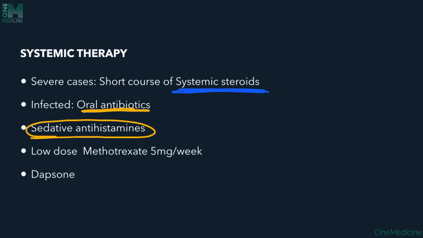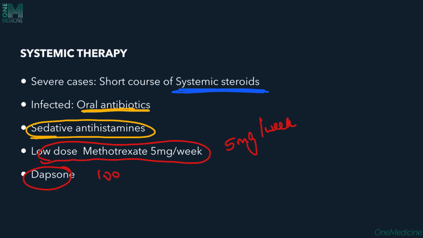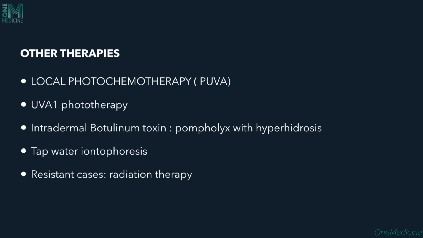Another drug which can be tried is low dose methotrexate, that is only 5 mg per week. That is the low dose. Also dapsone can be given. Dapsone 100 mg per day can be tried in these particular patients. Other therapies like local photochemotherapy with PUVA therapy or UVA1 phototherapy can be given.